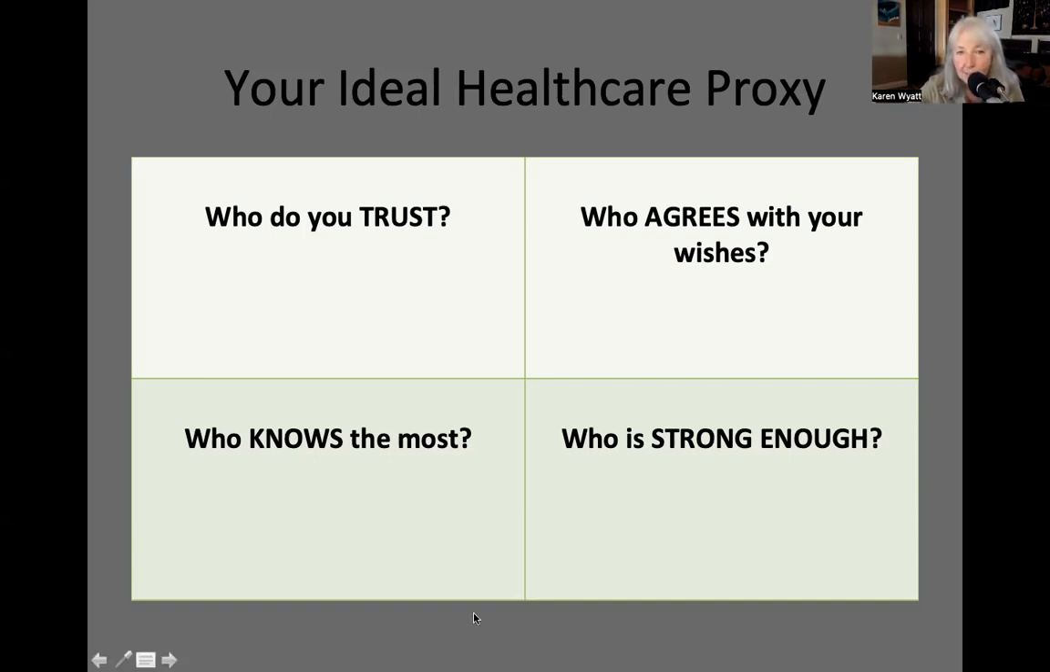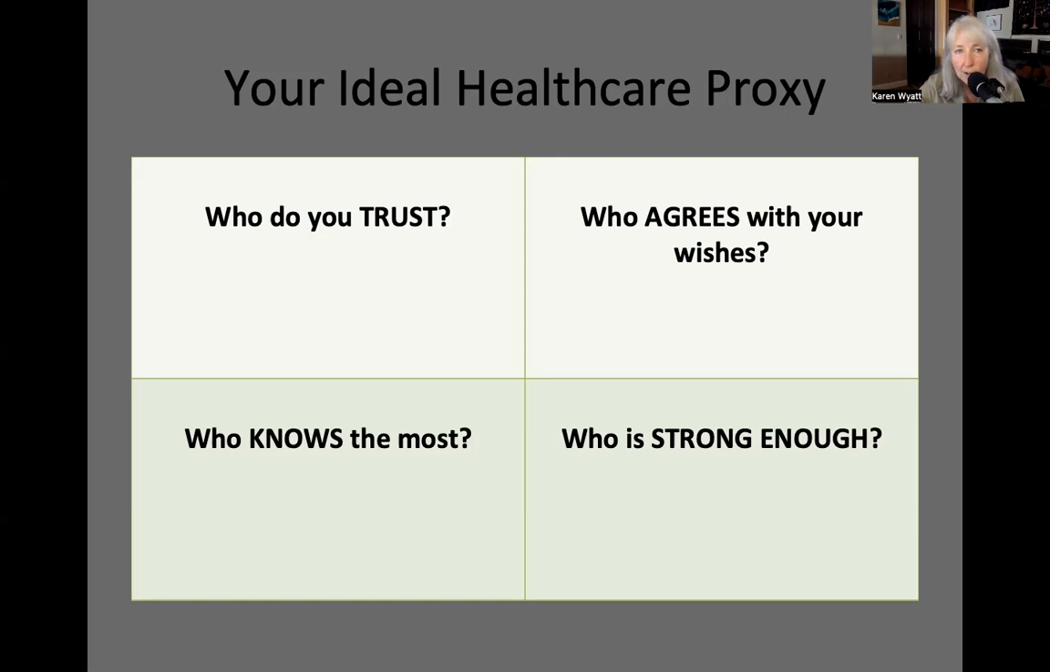And then the fourth, as I mentioned already, who is strong enough? So again, a spouse or your oldest child might be someone you totally trust, who agrees with you, who knows what you want, but who simply may not have the emotional fortitude or strength in a moment of crisis to represent you. And maybe it would be unfair to burden that person.